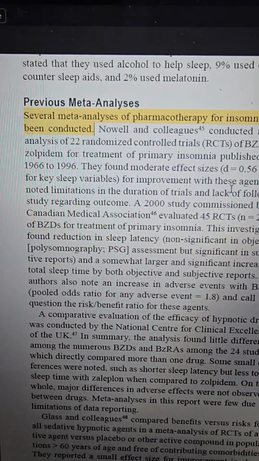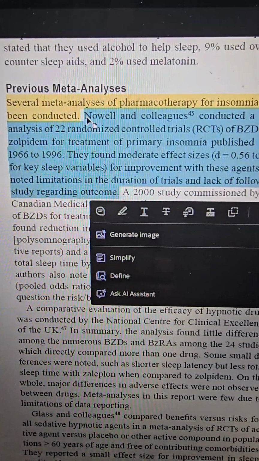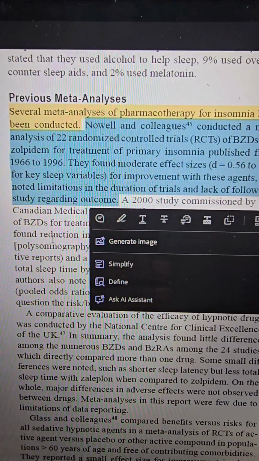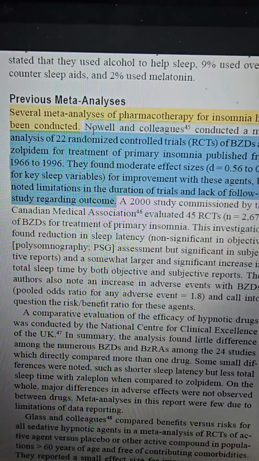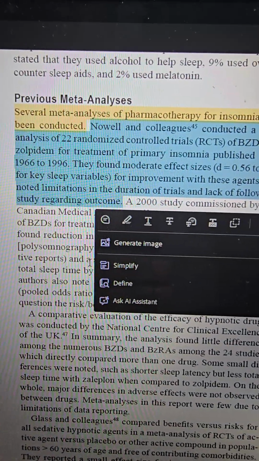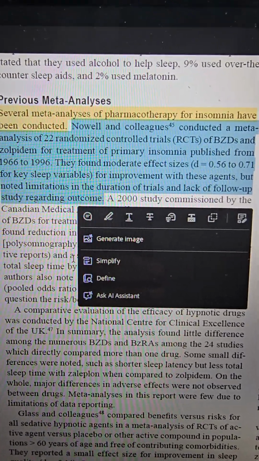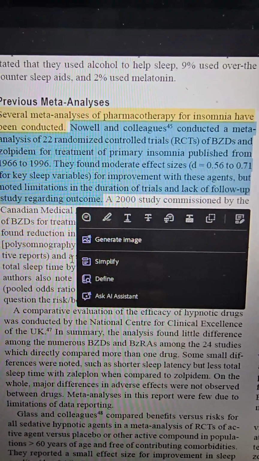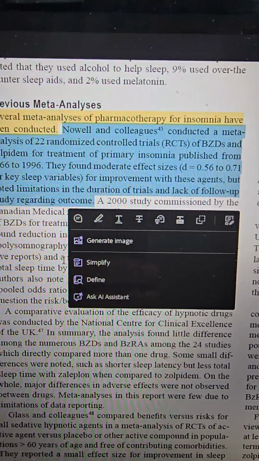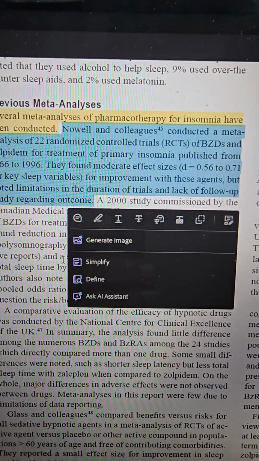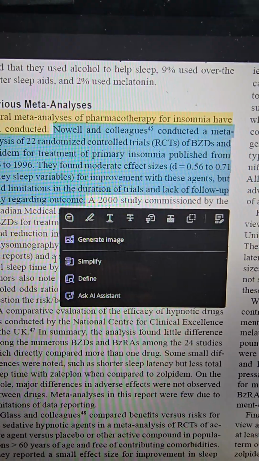Now let's break down each statement. So let's say this is an entire statement. As a writer, how do you phrase your statement? Let's read this first statement in total. They said, Noel and colleagues conducted a meta-analysis of 22 randomized controlled trials of benzodiazepam and zolpidem for treatment of primary insomnia, published from 1966 to 1996. They found moderate effect size for key sleep variables for improvement with these agents, but noted limitations in the duration of trial and lack of follow-up study regarding outcome.